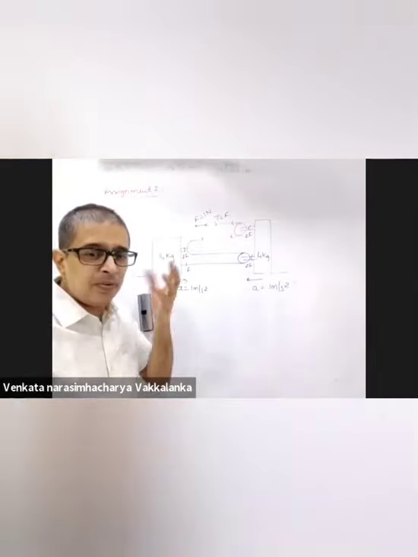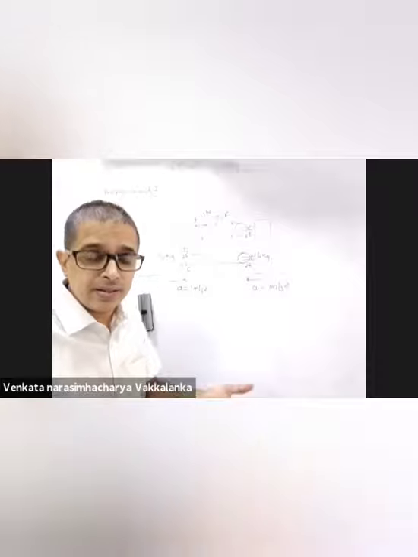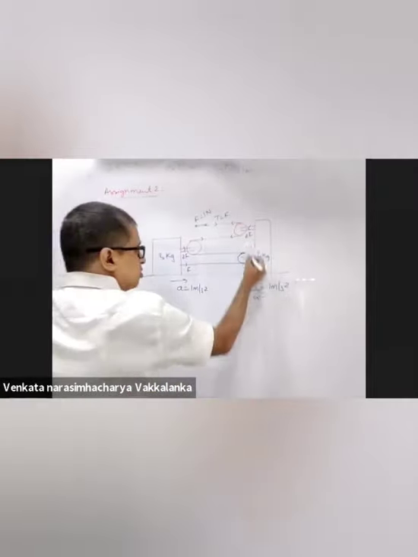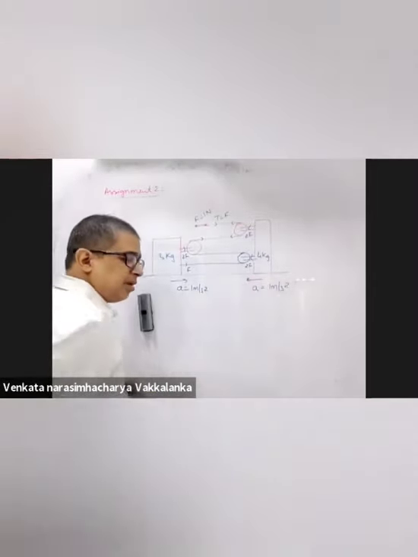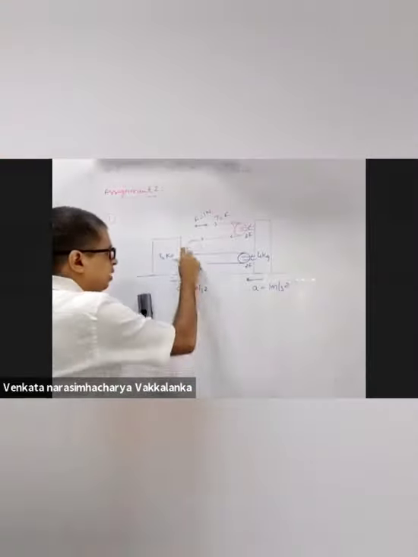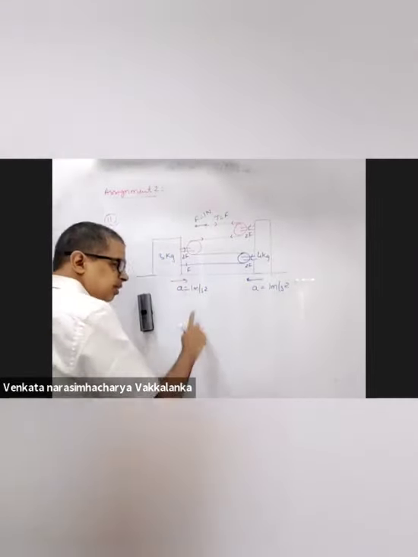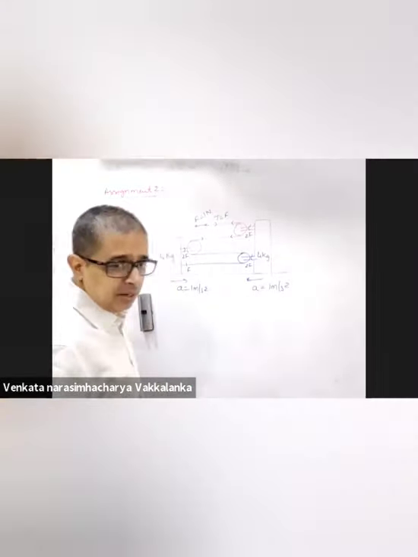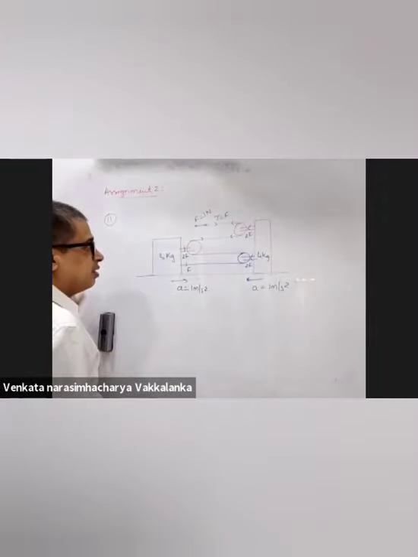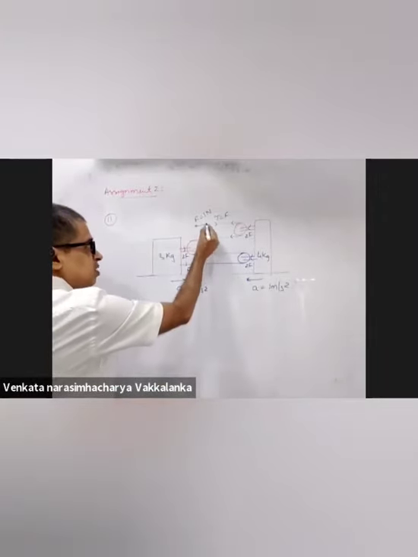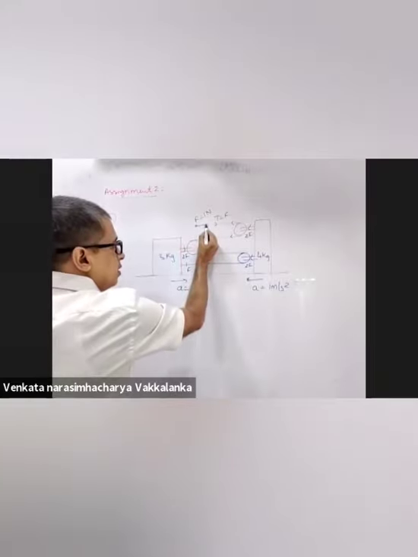Make life simple. Why make it complicated? Now this T and this displacement are in the same direction. Cos 0 is 1. This T and this displacement are in the same direction. Cos 0 is 1. Now, the principle of virtual work.